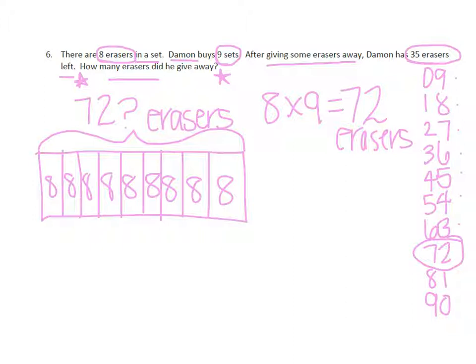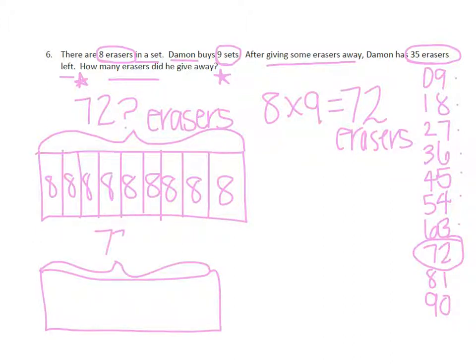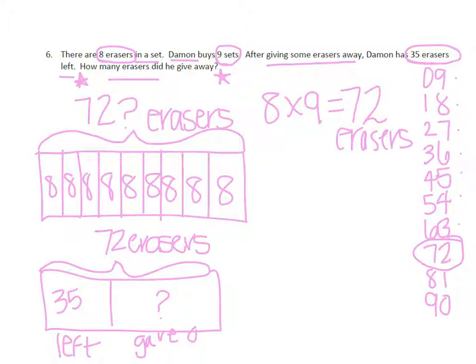It says that he gave some erasers away. So I'm going to draw another piece of tape. He had a total of 72 erasers. He gave some away and he has 35 left. So I'm going to put 35 in one piece of tape. That's how much he has left. I'm not sure how much he gave away. So what would I have to do with 72 and 35 to figure out how much he gave away? Pause the video while you work and replay when you are ready.